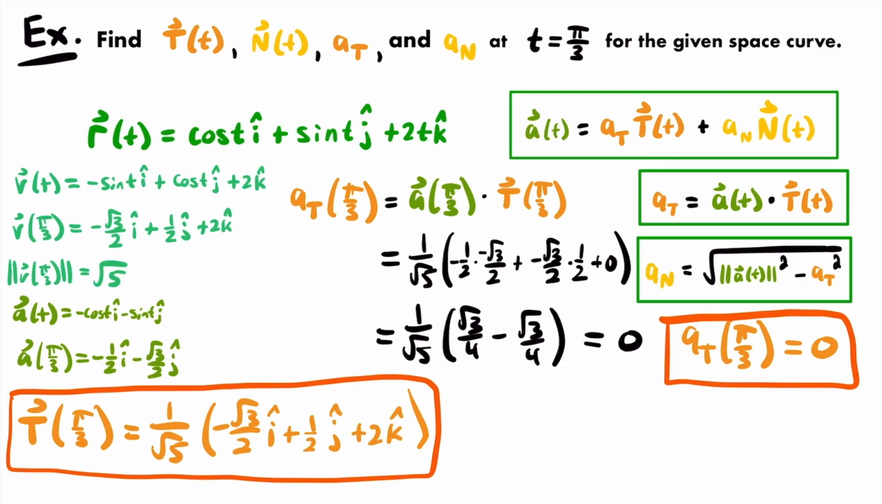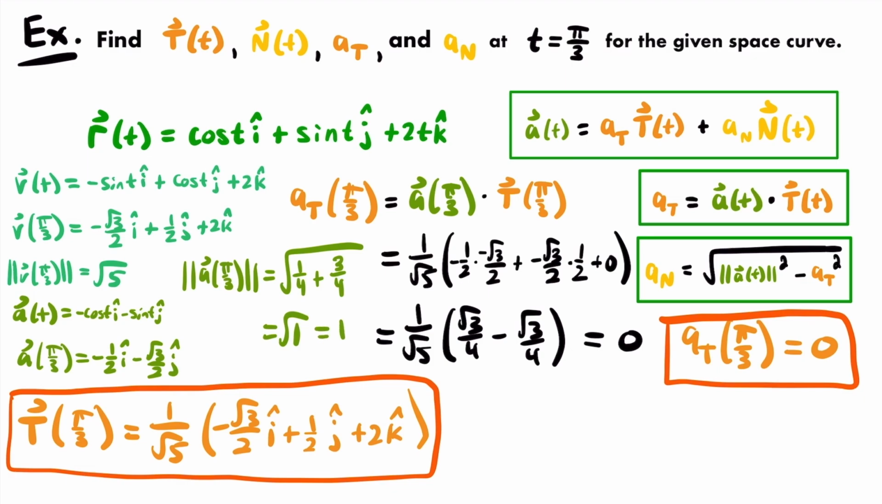Okay, so let's quickly find the magnitude of the acceleration vector here. Specifically at t equals pi divided by 3, the magnitude of a of pi divided by 3 is equal to the square root of negative 1/2 squared, that will give you 1/4, plus negative the square root of 3 divided by 2 squared. The square root of 3 squared is 3, 2 squared is 4, so we have plus 3/4. 1/4 plus 3/4 is 1, so the magnitude is equal to the square root of 1, which is equal to 1.